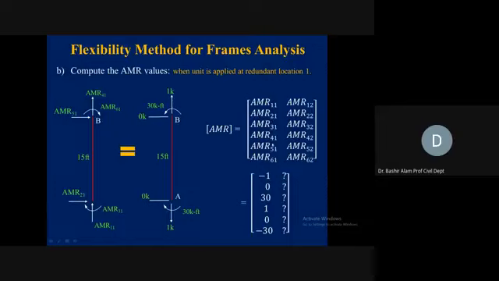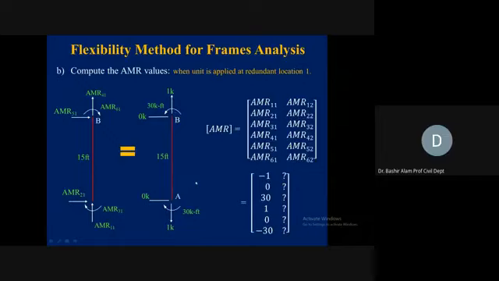And 1, 2, 3 are the locations of interest. Here now you see AMR 1,1, 2,1, 3,1, 4,1, 5,1, and 6,1. Now this is coming from where we apply the unit load at redundant location 1. So this was the analysis of member AB.